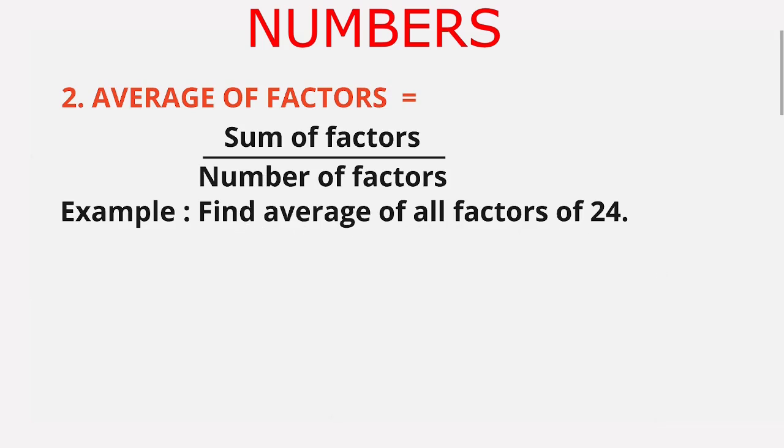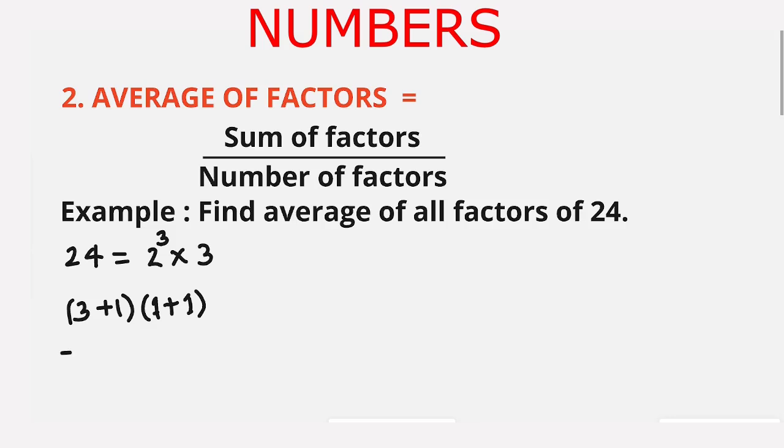So first we will find the number of factors, and for that we factorize 24 into prime factors, and 24 is 2 to the power 3 multiplied by 3, that is 2 to the power 3 is 8, 8 multiplied by 3 is 24. So the number of factors: the power of 2 is 3, so we write it 3 plus 1, and the power of 3 is 1, so we write it 1 plus 1, and this is 3 plus 1 is 4, and 1 plus 1 is 2, and this is equal to 8. So the number of factors of 24 are 8.